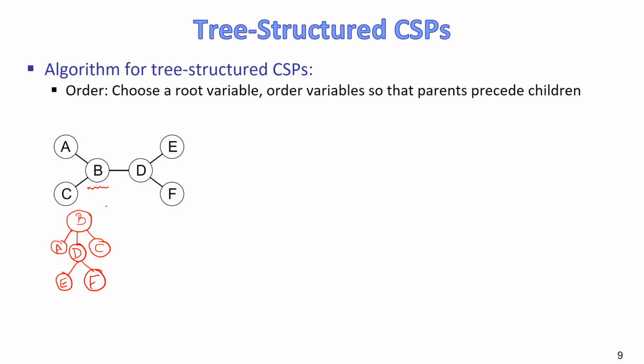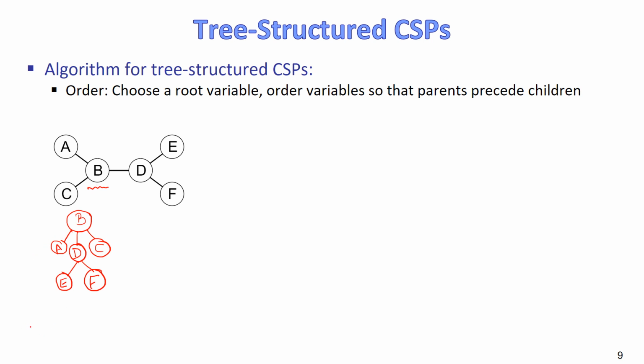Of course, tree means there is a parent, and for the parent there are children, and each of the children might have children, and so on. And every child, of course, has one parent. So we can have a tree like that if we take any node as the root. That's actually the first step in solving the tree-structured CSP: to get a tree like that, and from that tree we order the variables so that the parents precede children. So that's exactly like doing BFS.